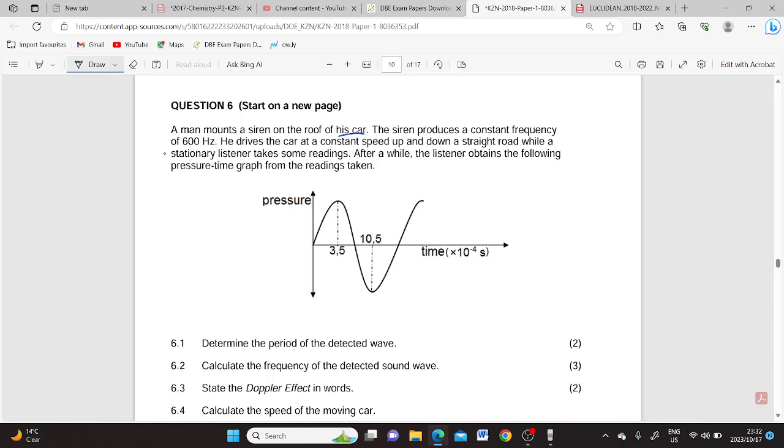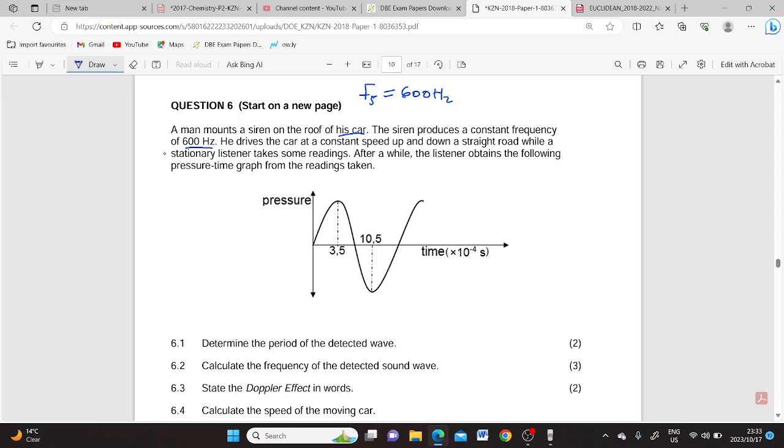Then the siren produces a constant frequency of 600 hertz. So it means the siren is a source, a producer of frequency, so we say the frequency of the source is 600 hertz. It's important to know which one is the source and which one is the listener.